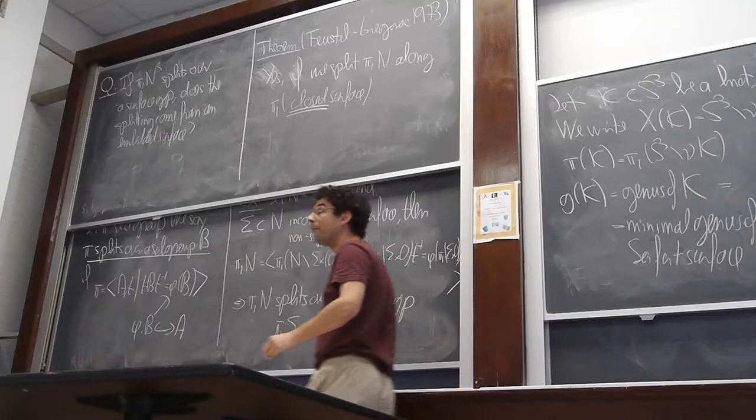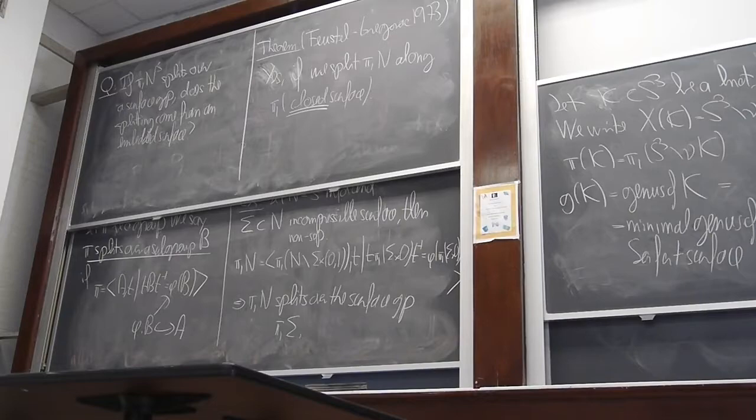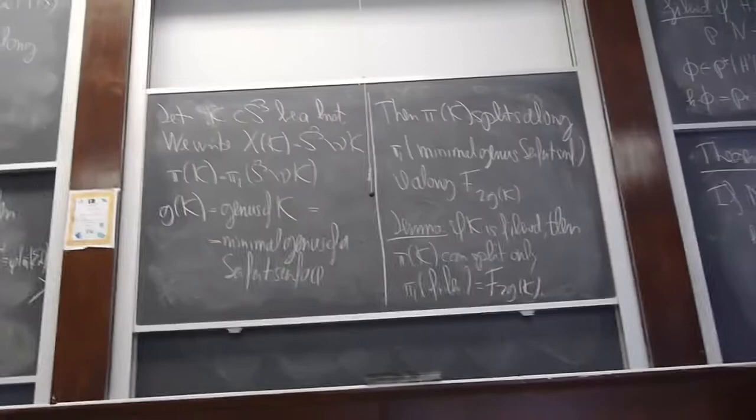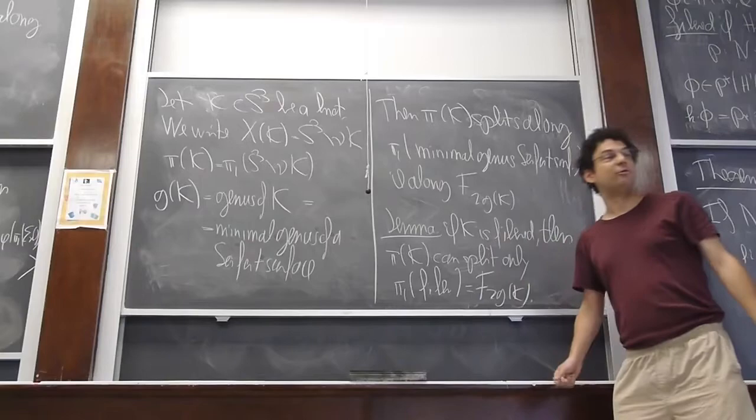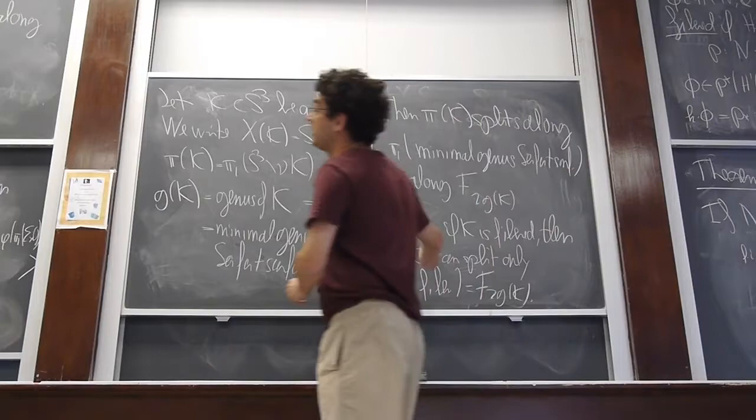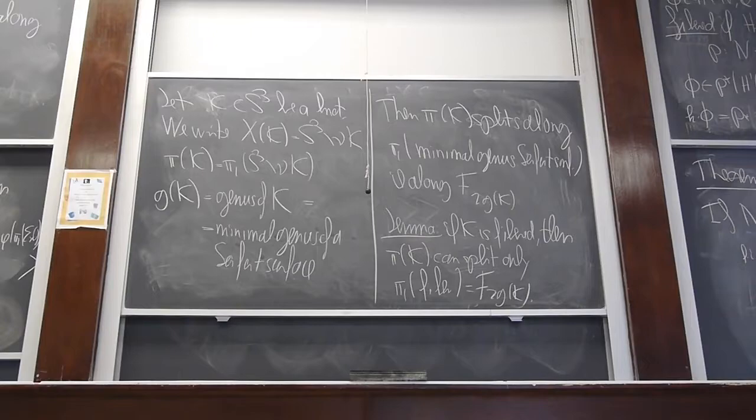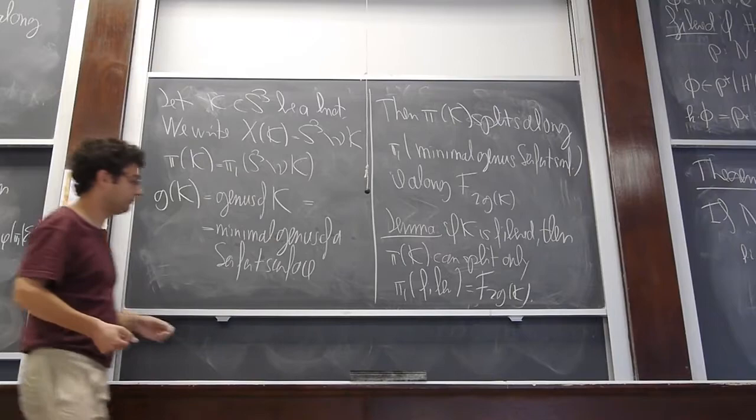So if K is fibered, then it's really not very hard. It's just a three-line proof that the fundamental group can really only split over pi 1 of the fiber, meaning pi 1 of the one and only minimal genus Seifert surface. So it can split only over pi 1 of the fiber, which is just the free group on 2g(K) generators. If you have a fibered knot, there's not much going on in the fundamental group. It's not difficult to see that if it splits, the splitting already has to come from the fiber. So that's at least one instance, not terribly interesting, where the question has a positive answer, even though we split along free groups.